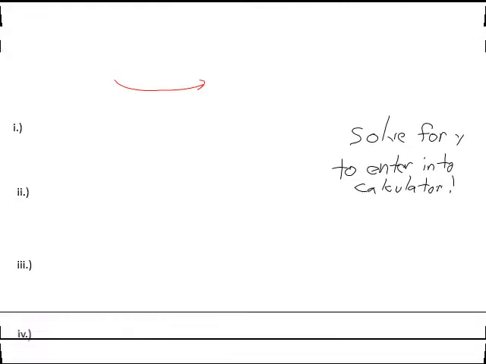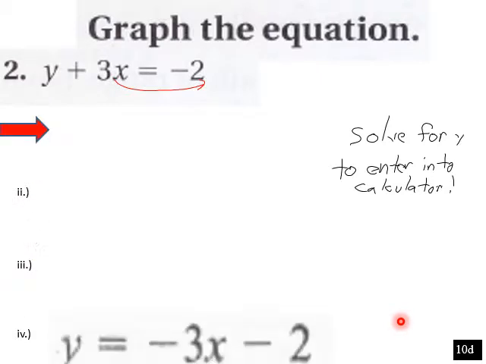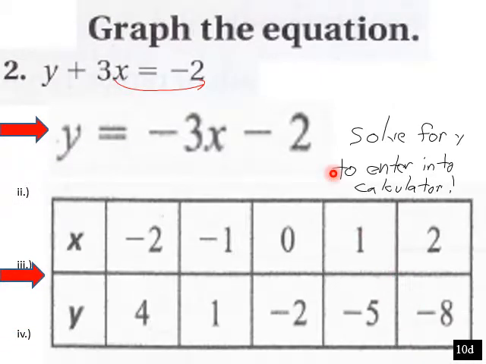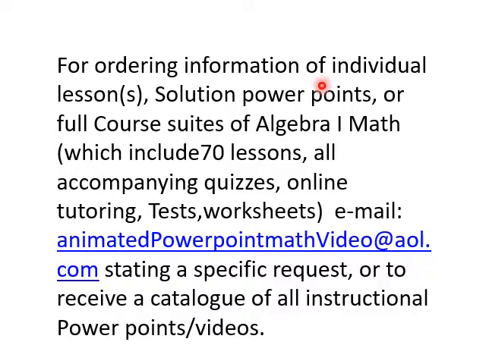Then we're going to graph this thing. Y equals -3x minus 2. Now we get this table for this function of y right here. When x equals 0, y equals -2. Solve for y to enter into a calculator. Okay, so this would be the way we would enter this into a calculator.